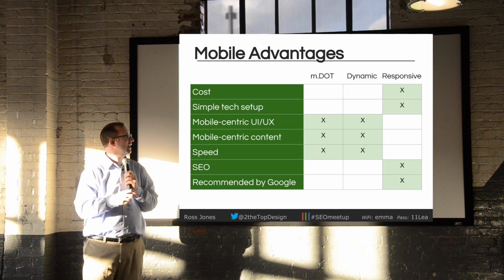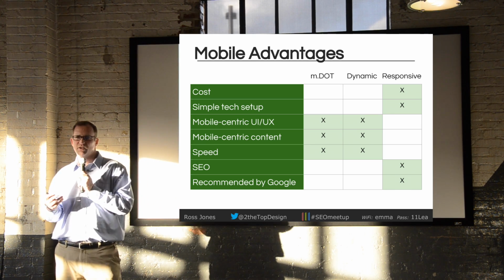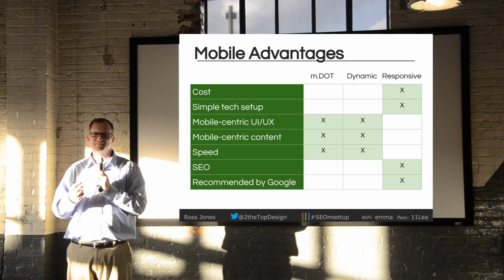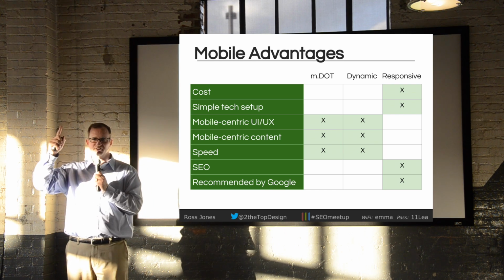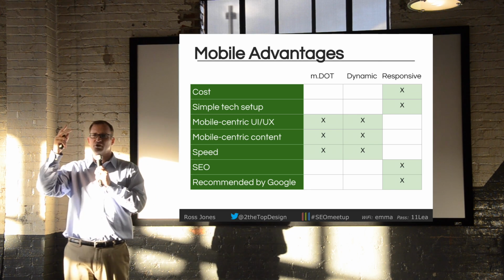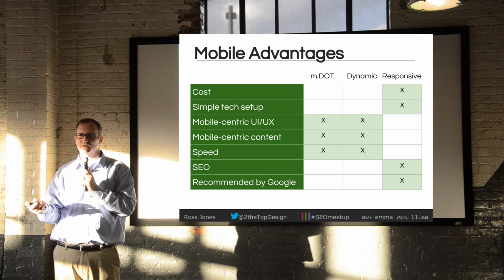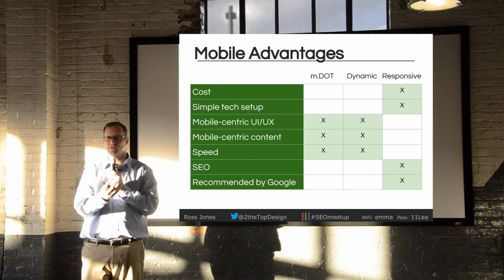With the 2 other options, with the M.dot, using a different URL, or using dynamic serving of mobile content, you're effectively creating a second website. And so there are going to be higher costs initially because you're building a second website. There's going to also be higher costs on a maintenance on an ongoing basis, because when you make a change to one website, you probably need to make a change to the second website.